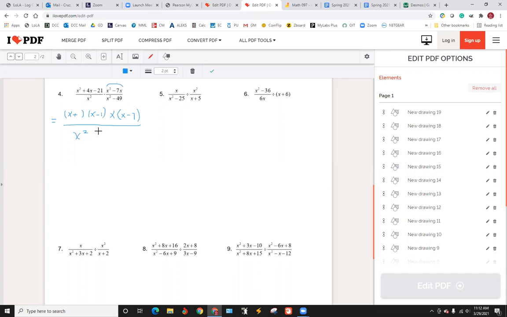This one right here is, oops, why did I put a 1 there? That's going to be 3. This is x plus 7. That's x minus 3. There we go. So again, this is x plus 7, x minus 7.